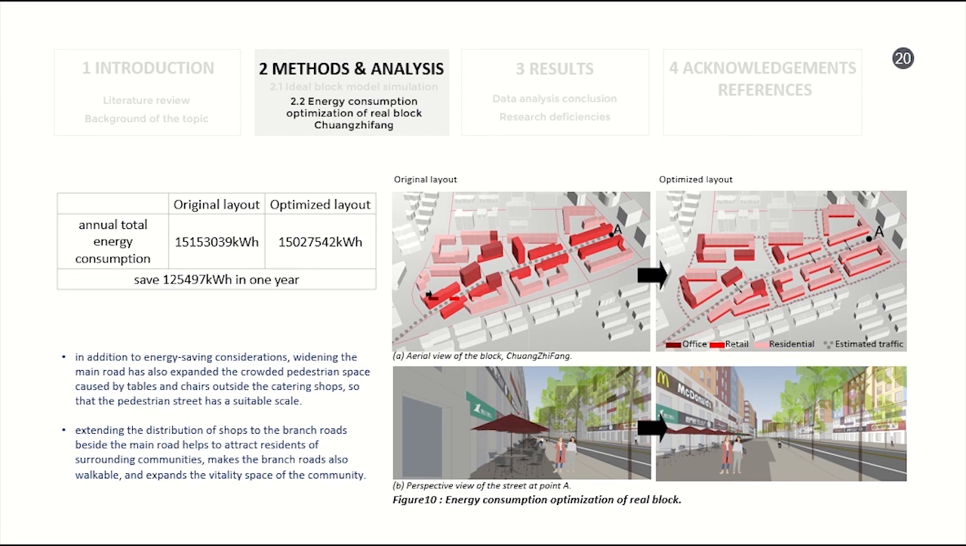In the process of generating a plan, low-carbon energy saving is certainly a good vision and can be used as an auxiliary optimization method, but various factors must still be considered comprehensively. For example, in the optimization plan, in addition to energy-saving considerations, widening the main road has also expanded the crowded pedestrian space caused by tables and chairs outside the catering shops, so that the pedestrian street has a suitable scale. In addition, extending the distribution of shops to the branch roads beside the main road helps to attract the residents of surrounding communities, makes the branch roads also walkable, and expands the vitality space of the community.